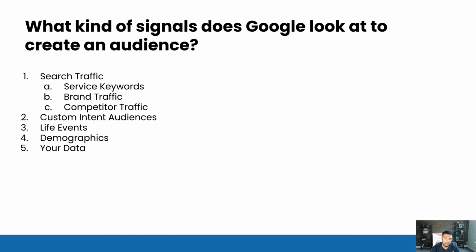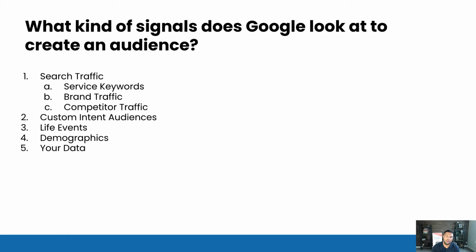And then you have your data. So if you're running Google Ads now, Google is keeping track of all of the leads that you're getting and what those leads look like. So they're storing all of that information in your account. And then what they can do is go find other people that look like the leads that you're getting. And in theory, the leads that you're getting are working. So they just go find more people like that.